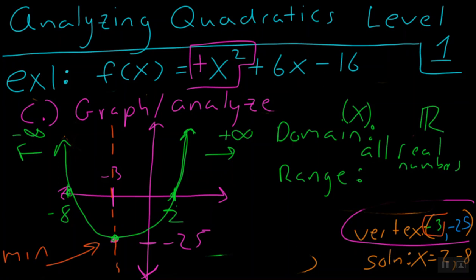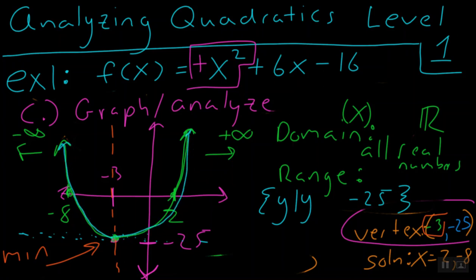But our range is a little bit different. For our range, we ask, how low does this go? And this goes as low as our minimum of negative 25. So I say that my range is y such that y, and I'm going to take my minimum value, which is negative 25, and I have to ask the question, is every value here bigger than negative 25, or is every value here smaller than negative 25? And since this is going up, since every value is above the negative 25, I say y is greater than or equal to negative 25.